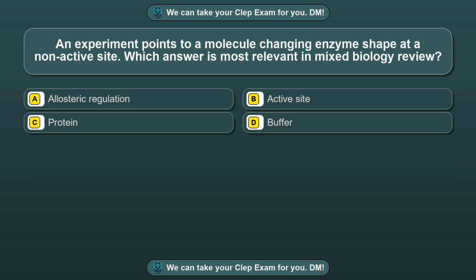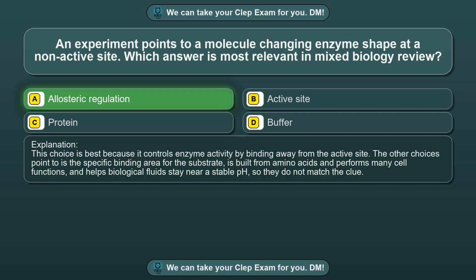Question 94. An experiment points to a molecule changing enzyme shape at a non-active site. Which answer is most relevant in mixed biology review? Option A, allosteric regulation. Option B, active site. Option C, protein. Option D, buffer. The correct answer is option A, allosteric regulation. This choice is best because it controls enzyme activity by binding away from the active site. The other choices point to is the specific binding area for the substrate, is built from amino acids and performs many cell functions, and helps biological fluids stay near a stable pH, so they do not match the clue.